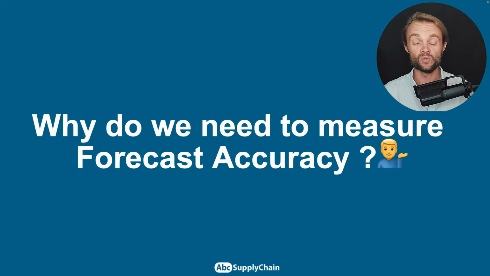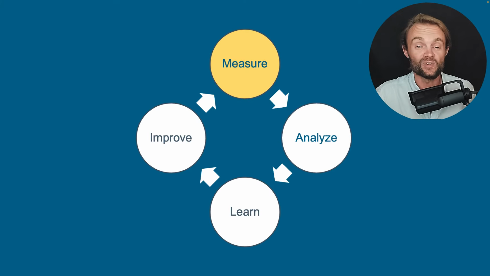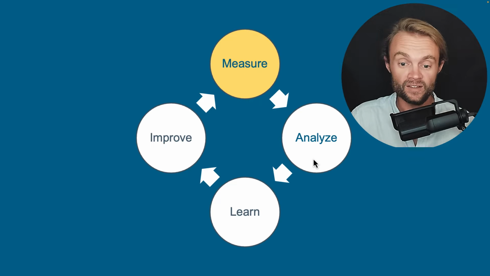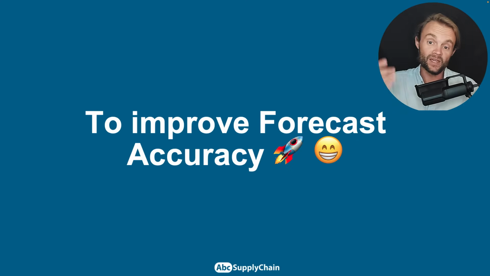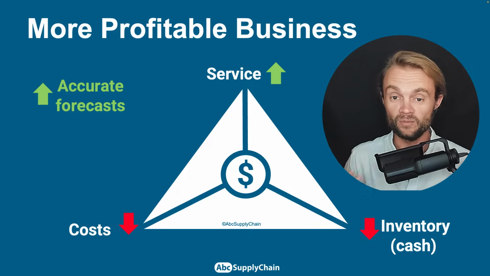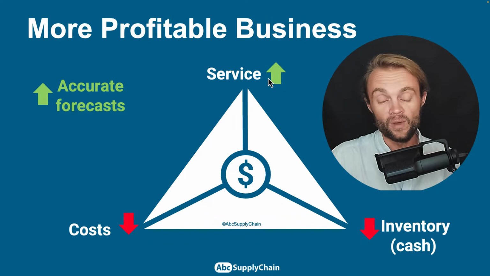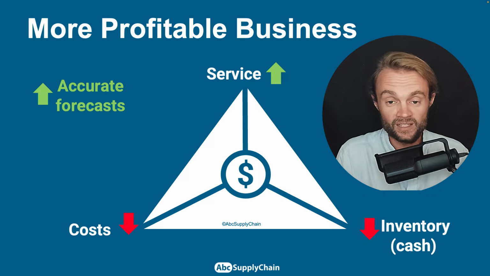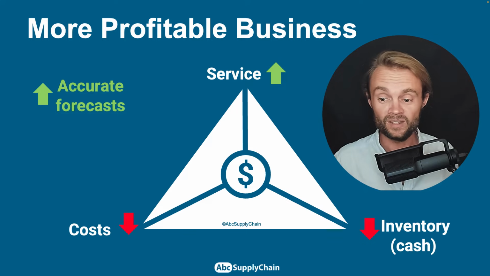So why do we need to measure the forecast accuracy? Basically, you cannot improve what you cannot measure. And by measuring, you're going to analyze and learn and improve your performance. This is a positive snowball effect. And by improving your forecast accuracy, you're going to improve the performance of your business, more profitable. You're going to provide a better service for your customer because you will be able to predict more what they are expecting in terms of products, in terms of quantity, in terms of lead time.